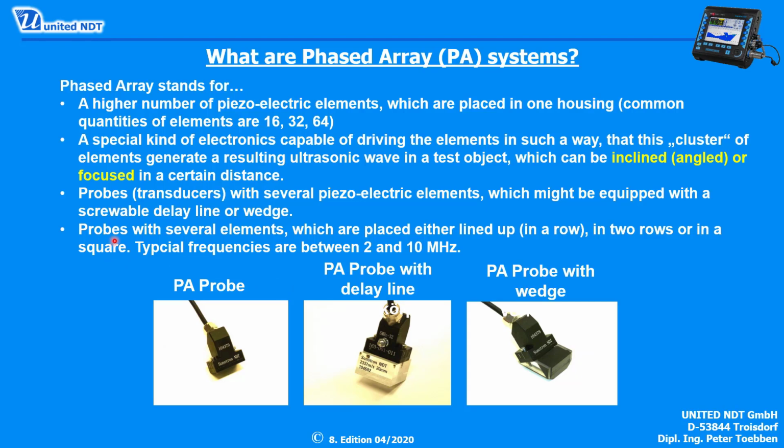The probes with several elements, which are placed either lined up in a row, in two rows, or in a square, can have different structures. The typical frequencies are between 2 and 10 megahertz.